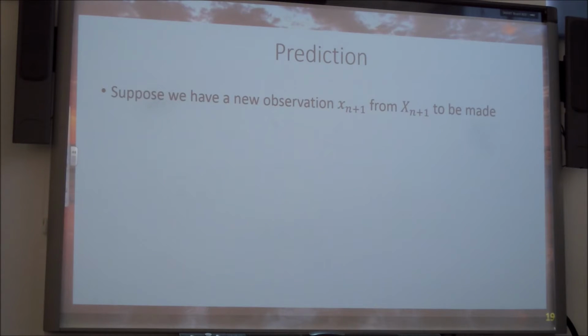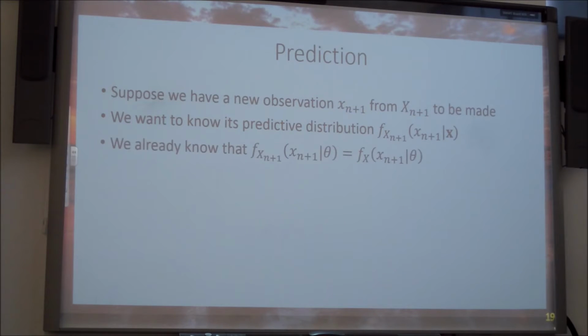And then lastly, we can look at prediction. So suppose I've got another random variable X_{n+1}, and I'm going to get an observation from it called lowercase x_{n+1}. And I want to know what its predictive distribution is given my data. Now we know its density function will be the same. So I'm assuming that X_{n+1} has the same distribution as X_1 to X_n, and it's also independent, so the density will just be f_X of x_{n+1} given theta.